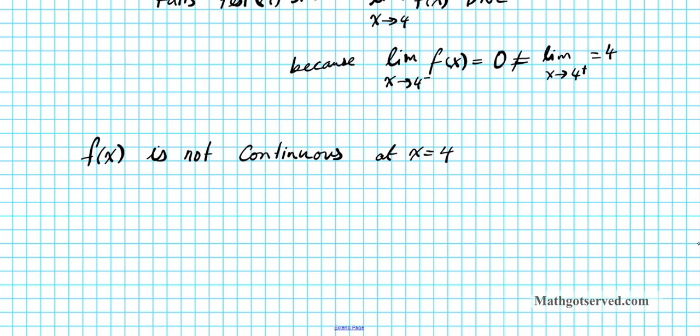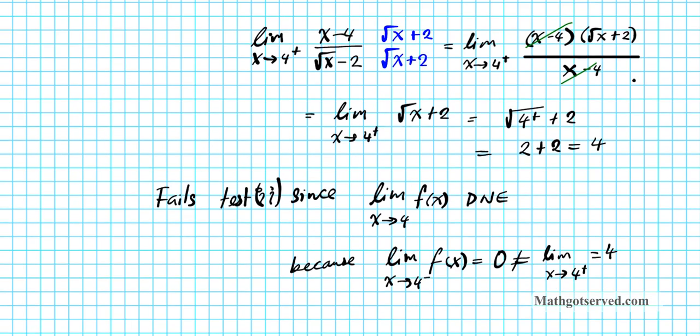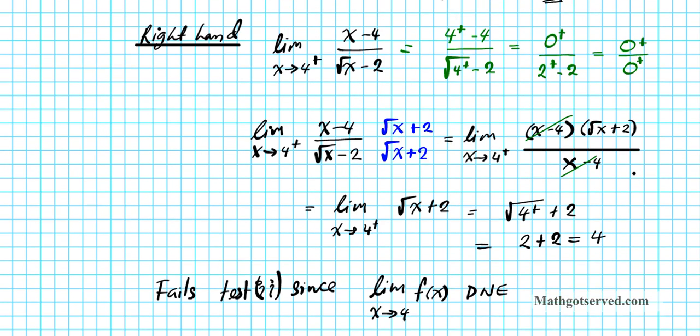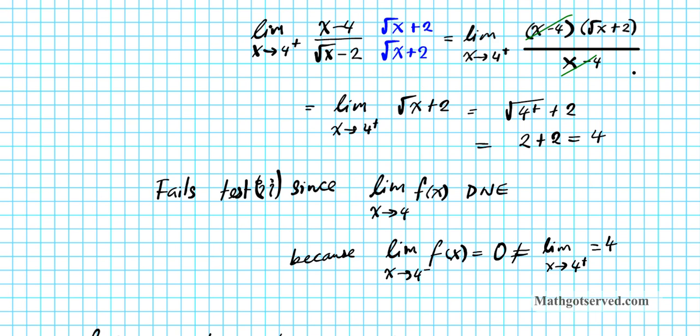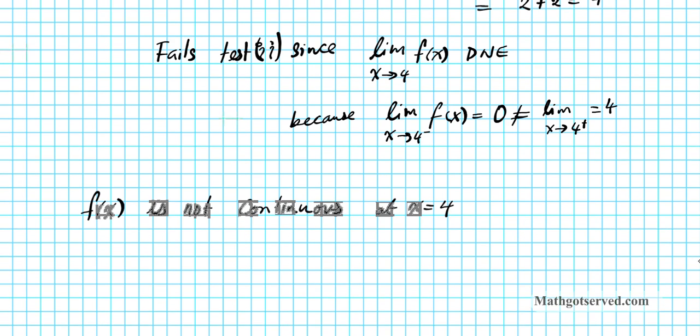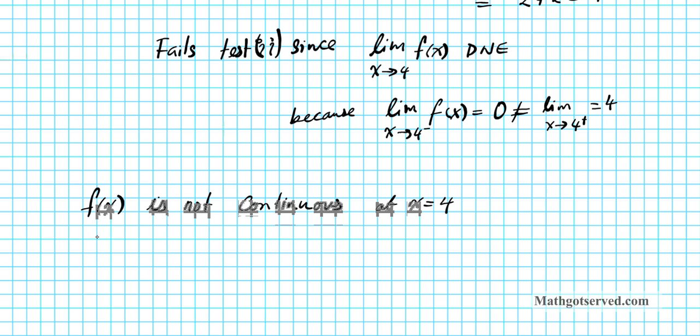And the type of discontinuity here, if you look at it, both of the left and right hand limits approach finite values. The left hand limit approached 0, and then the right hand limit approached 4. So since they're both finite values, we have a jump discontinuity.